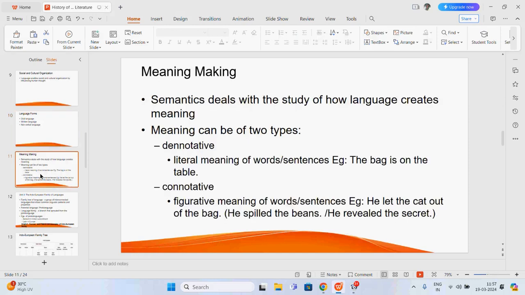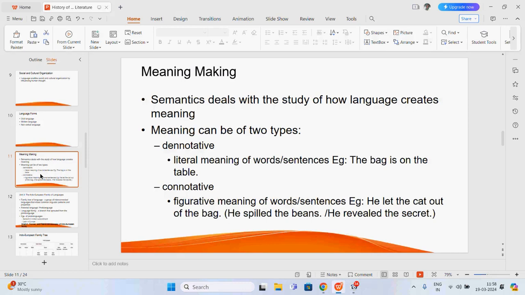The next slide is important. We will discuss more about semantics, as I told you, when we take up the course, the structure of modern English, where we will study phonology, morphology, etc. For now, let us understand how meaning can be of 2 types and how semantics deals with the study of how language creates meaning. What are these 2 types of meaning? One meaning is denotative. It is the exact meaning of the words or the sentence. That is the literal meaning.